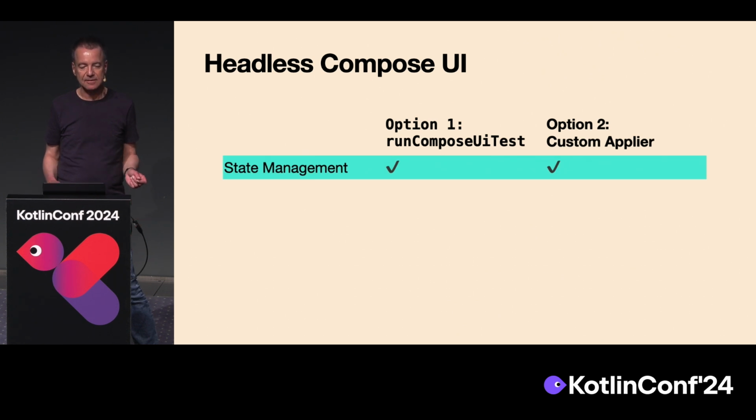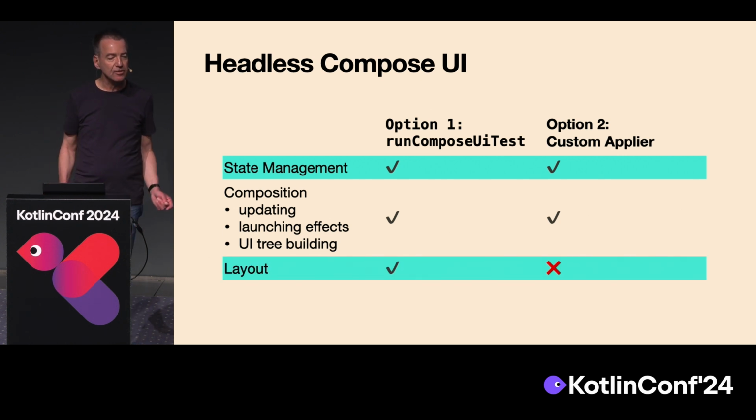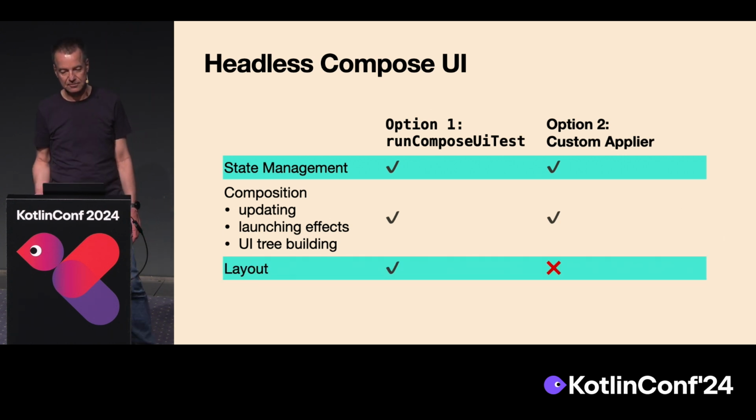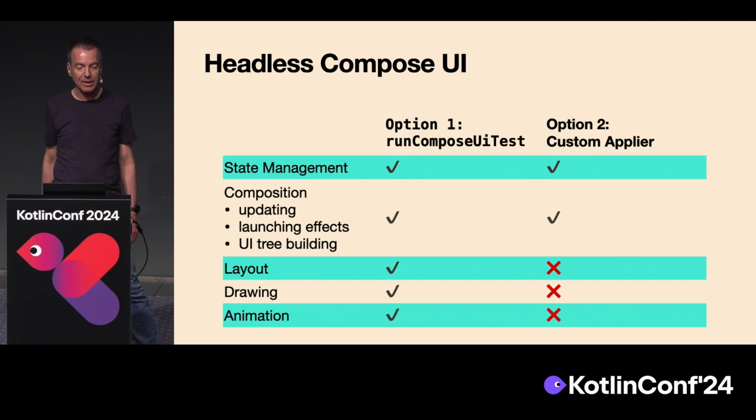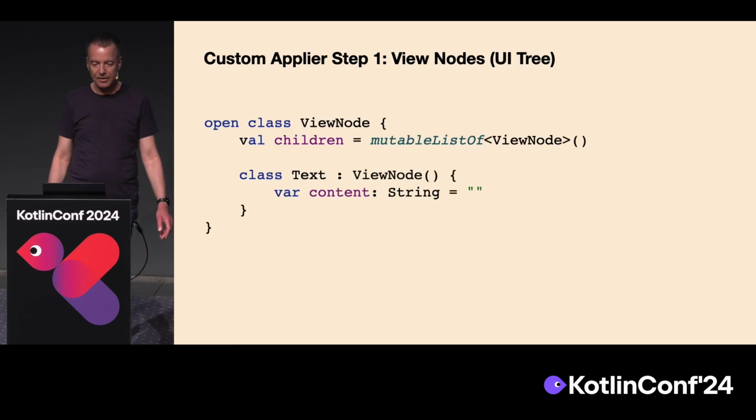Now, in these cases, both of these options would use the normal state management of Compose. They would also use the normal composition functions of Compose, say, updating state, launching effects, and building the UI tree. The differences would be that Run Compose UI tests would do layout, and it would also do drawing and animations, which our custom applier would not need to do because we're only interested in state for the stress test. So let's look at how to build such a custom applier.